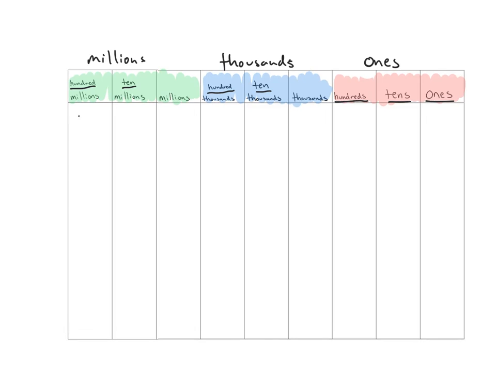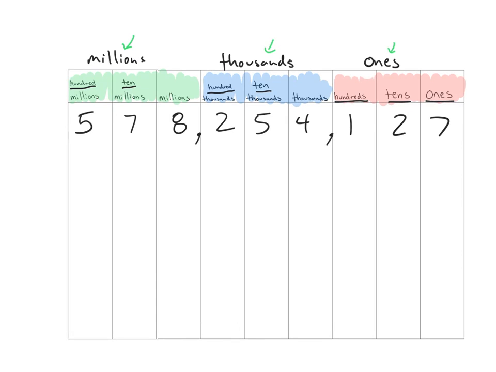I'm going to write a really big number here. It's going to be in the hundreds of millions. All right, so I've written a really big number here, putting my commas in the correct spot between the groups. And the way I'm going to read this is I'm going to use the name of the group, the millions, the thousands, and the ones, to help me read this number.